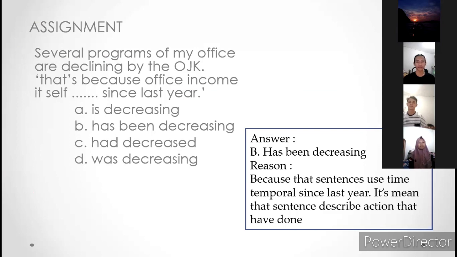This is the identification of questions that fall into the present perfect continuous tense from yesterday's pretest. Several programs of my office are declining. That's because office income itself blank since last year. A, is decreasing. B, has been decreasing. C, had decreased. D, was decreasing. The answer is B, has been decreasing, because the sentence uses the time marker since last year. It means the sentence describes an action that has been done.